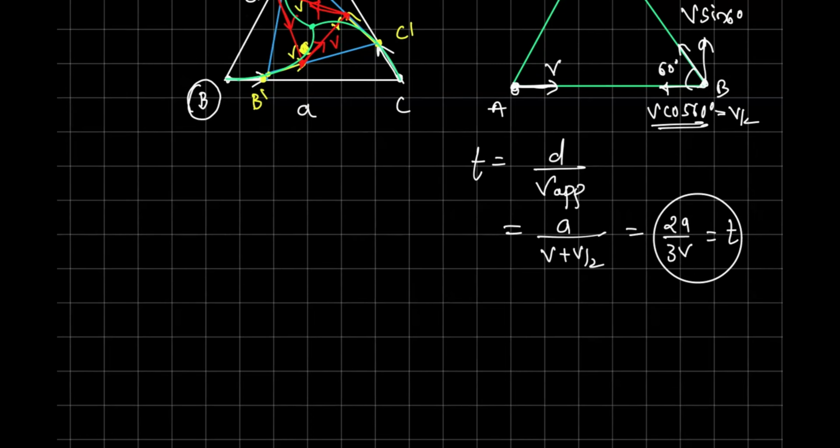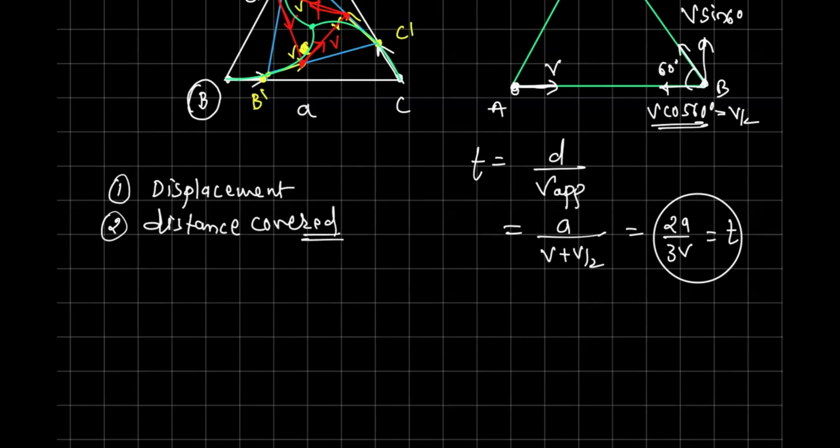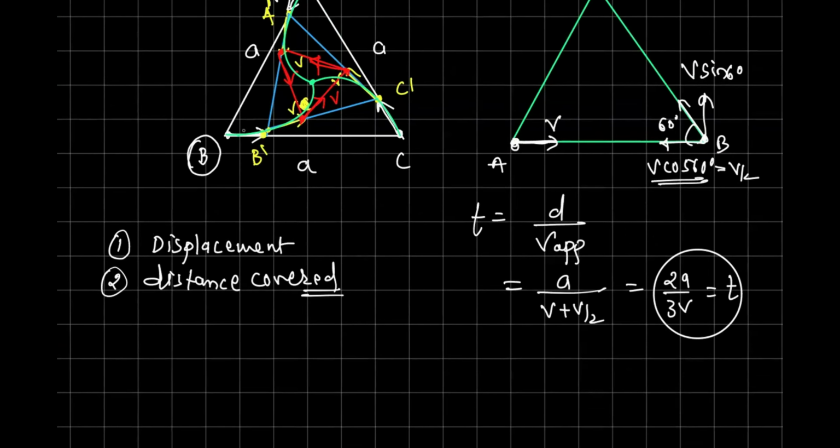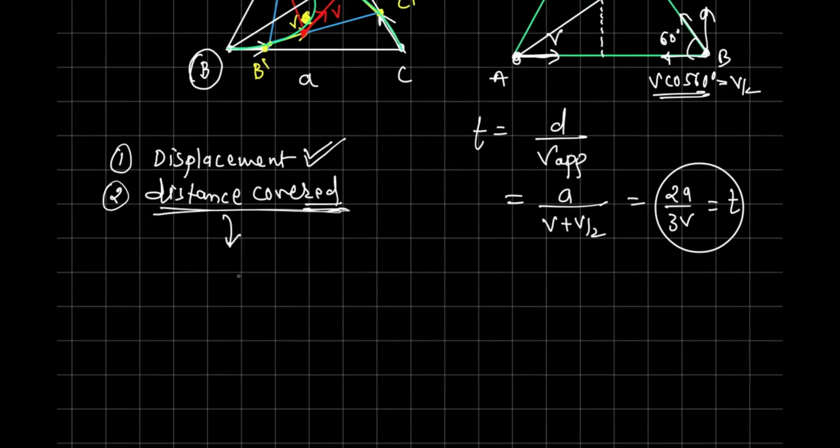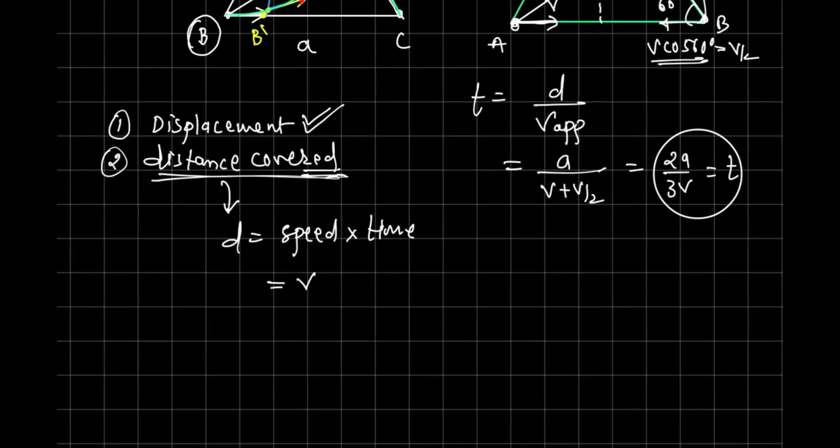That is your answer. Now you have to tell me what is the displacement, and the second thing, you have to tell me what is the distance covered. See, displacement we can directly see, this one. So this value we can directly find. Now the next thing is the distance. How do we find the distance? If you have to find the distance, then you have to find the speed into time. Very simple. What is the speed? It is v. And what is the time? 2a by 3v. So I will get my distance as 2a by 3.